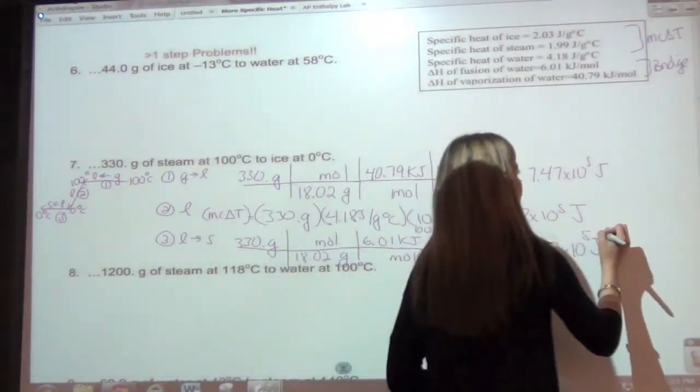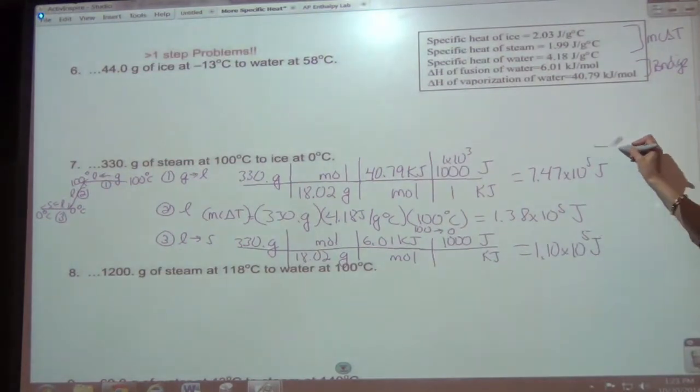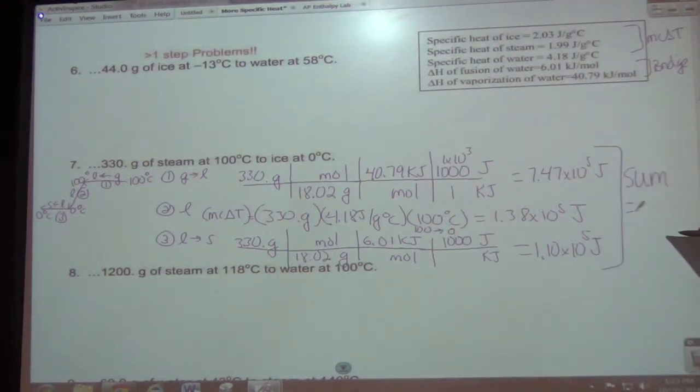What do you do with all of these numbers? You add them, and if you sum all of these up, you should get 9.95 times 10 to the 5th joules.